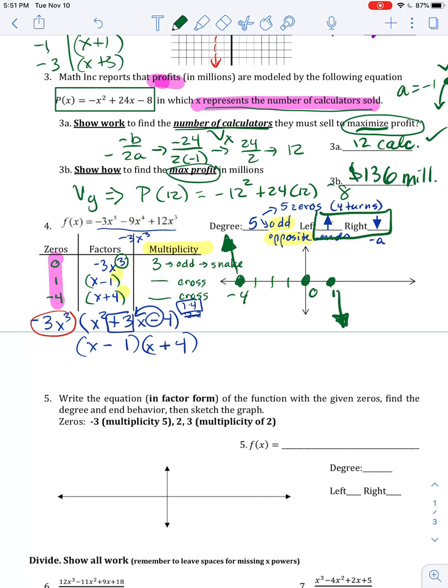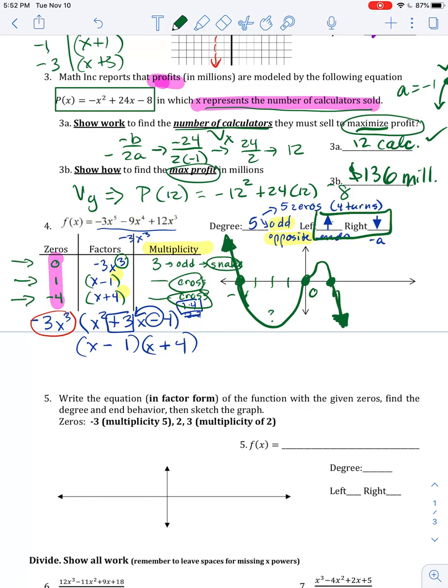Then I go through here and I say, okay, what's going to happen at this 0 of negative 4? I'm just going to cross over. What's going to happen at my next 0, which is 0? I'm going to snake across. So when I come up here, I do my best to do a little wiggle. And then what happens at this last 0 of 1? Well, I'm just going to cross. All right, so I'm going to curve up and come back down.